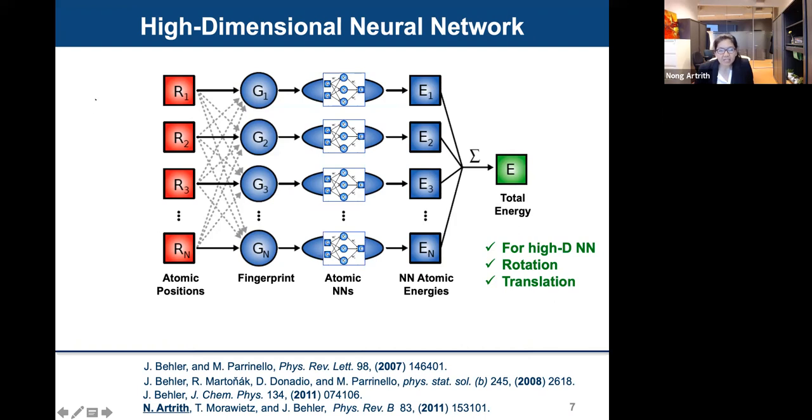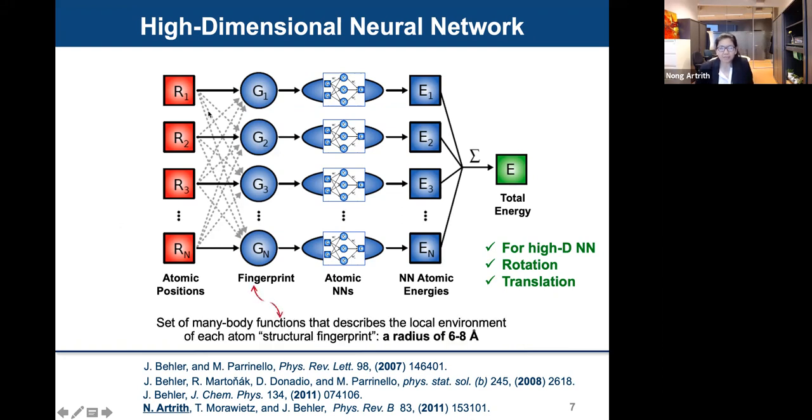But you can see here the atomic positions, like Cartesian coordinates. We transform them to a local environment, which we call a fingerprint, which is a set of many-body functions that describe the local environment of each atom. Usually the systems I am interested in are condensed materials, where we use a radius cutoff of around 6 to 8 angstrom. This method was developed and described by Behler and Parrinello. For more details, you can also read these papers.